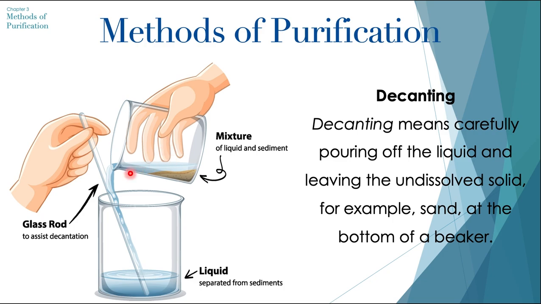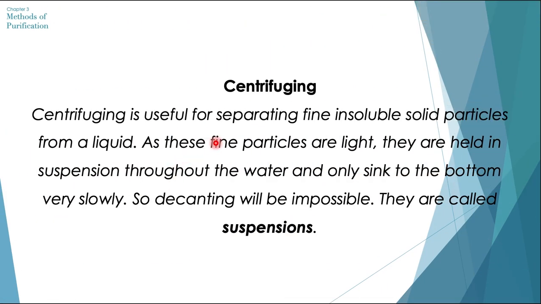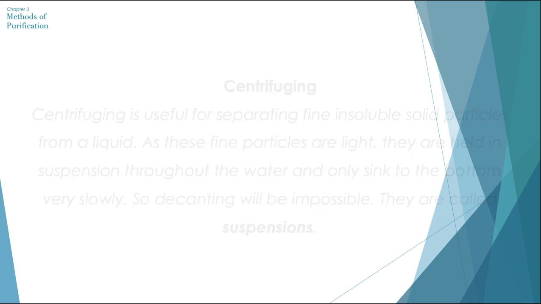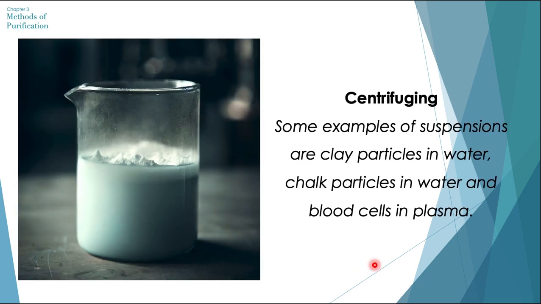So this is decanting. We use a glass rod to assist decantation, and here we have the liquid separated from the sediments. Then we have centrifuging. Centrifuging is useful for separating fine insoluble solid particles from a liquid. As these fine particles are light, they are held in suspension throughout the water and only sink to the bottom very slowly. So decanting will be impossible. They are called suspensions. Some examples of suspensions are clay particles in water, chalk particles in water, and blood cells in plasma. Here we can see chalk particles in the water.